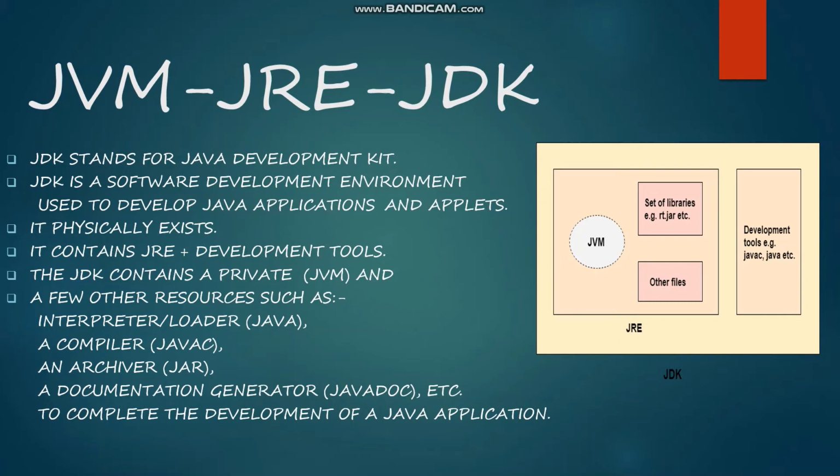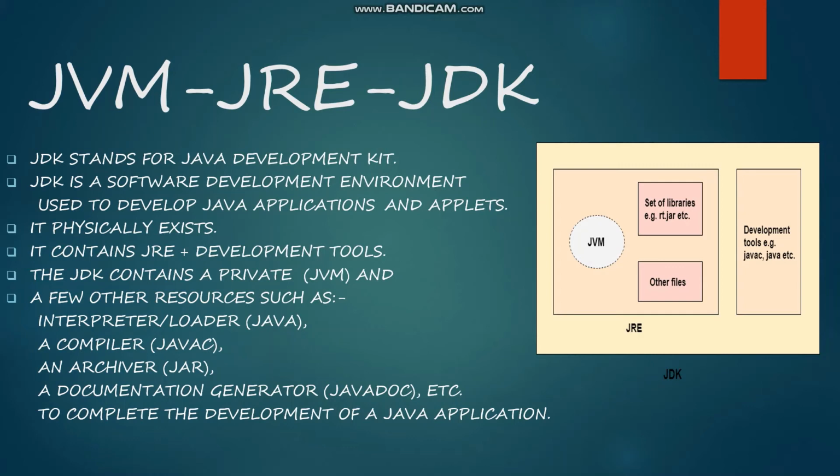As you will see, when you download the Java version, you will find a folder with the name of JDK, and inside that there is a JRE folder. So that's why it is known that it physically exists. And the JDK contains a private JVM. Why did we mention here that JDK contains a private JVM?